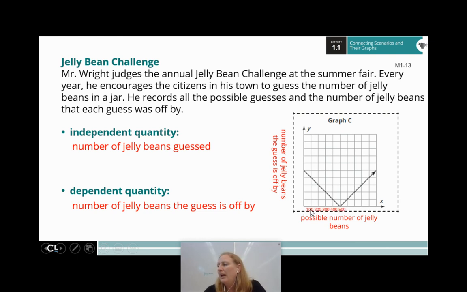This one was wide open. You actually could have put any numbers here you wanted to, because I have no idea how many jelly beans Mr. Wright put in that jar. We're going to say he put 500 jelly beans in the jar and counted by hundreds. And I honestly don't know. And then we'll say how much people are off by. We'll count by hundreds as well. I really couldn't say. Mr. Wright gave us no numbers here at all to work with.